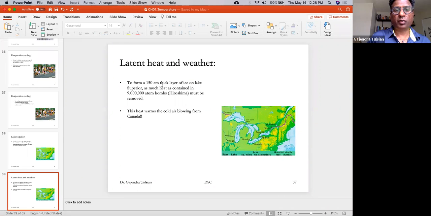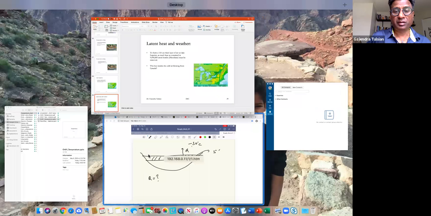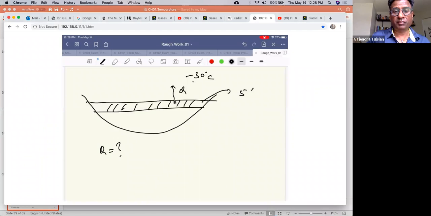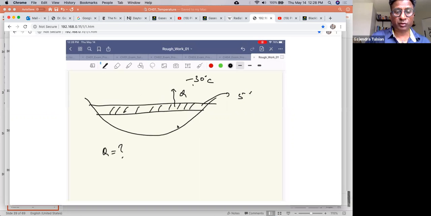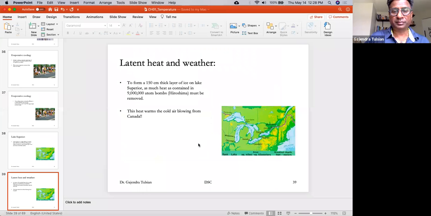So it turns out to form that thickness of layer, as many as 10 million atom bombs, the energy from 10 million atom bombs, that's how much heat you have to remove. Because the heat you have to remove is about the same as the heat contained in 10 million atom bombs. And you do that in a couple of months. And then in the summer, you're melting this back, and you have to give that much heat to melt all that ice. So nature moves a tremendous amount of heat back and forth. And that's just one little lake.